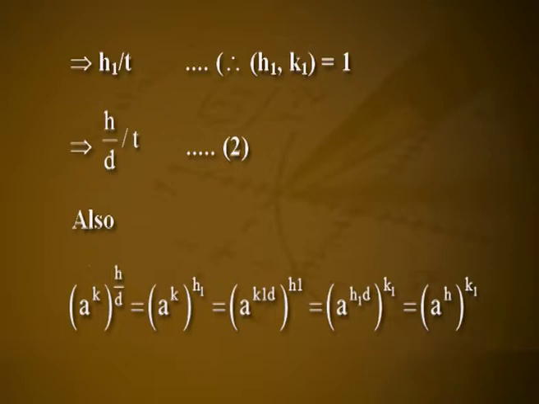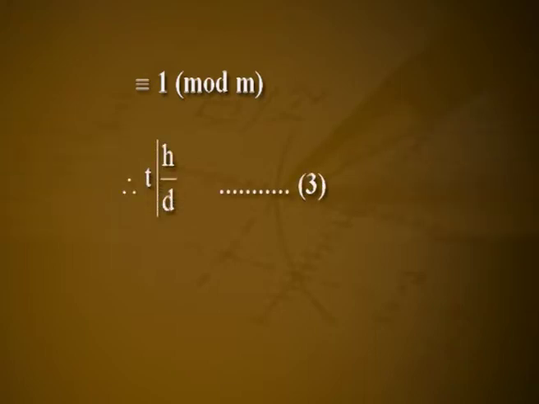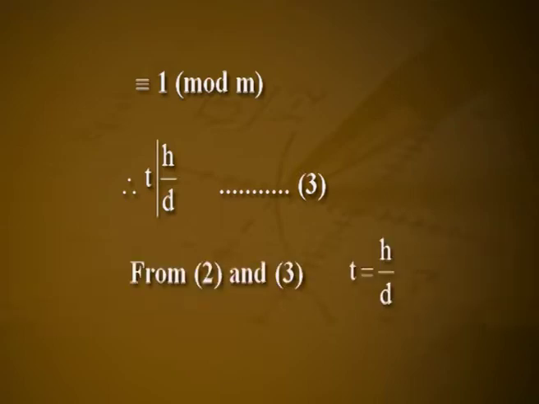Equation number 2. Also, a raised to k whole raised to h by d is equal to a raised to k whole raised to h1, which is equal to a raised to k1d whole raised to h1, which is equal to a raised to h1d whole raised to k1, which is equal to a raised to h raised to k1, which is congruent to 1 mod m, which implies t divides h by d. Equation number 3. From 2 and 3, t is equal to h by d.